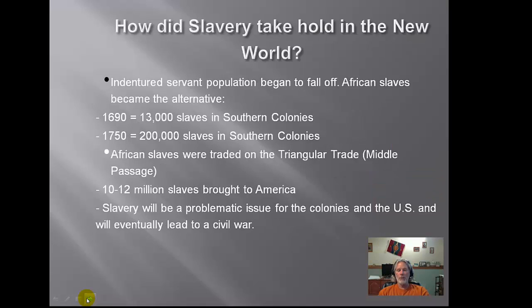How did slavery take hold in the New World? Well, as the indentured servant population began to fall off, you still needed this large labor pool. And as you can see from this slide, it was the African slaves that really fulfilled this large labor pool. And you can read through this slide yourself. Slavery will be a problem issue for the colonies and the United States, eventually leading to the Civil War. And it is still talked about today.